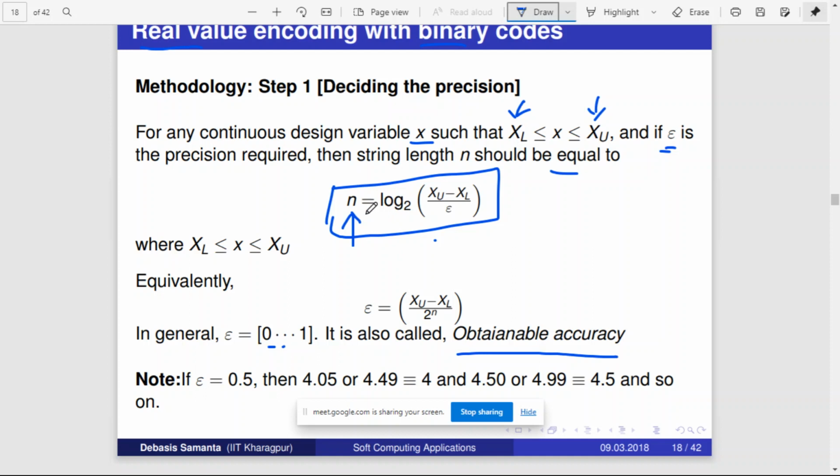Or if you have a binary value and if you want to identify its accuracy, I mean how accurate it is with respect to the real value, that can also be identified like this. Epsilon is equal to (xu minus xl) by 2 to the power n. Okay, so this is just the reverse of this formula, right?